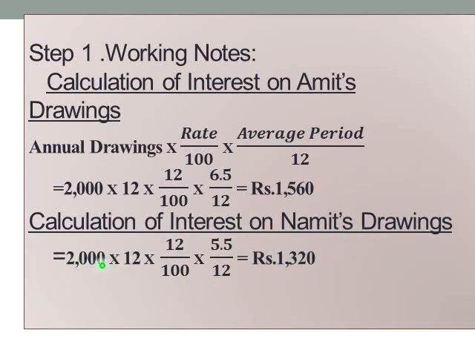Likewise, we'll calculate interest on Namit's drawing. That will be annual drawing 2000 into 12, 24,000. Rate of interest 12 upon 100 into average period. Here average period will be 5.5 divided by 12. So that comes out to be 1320.